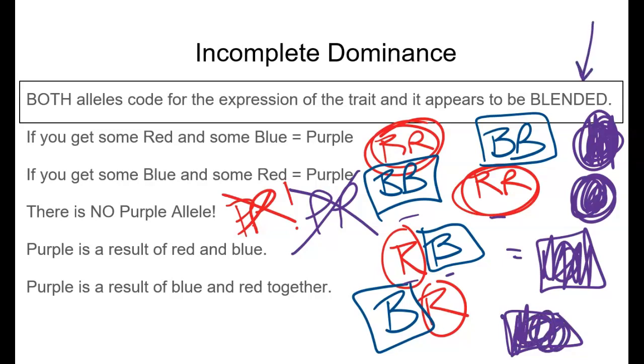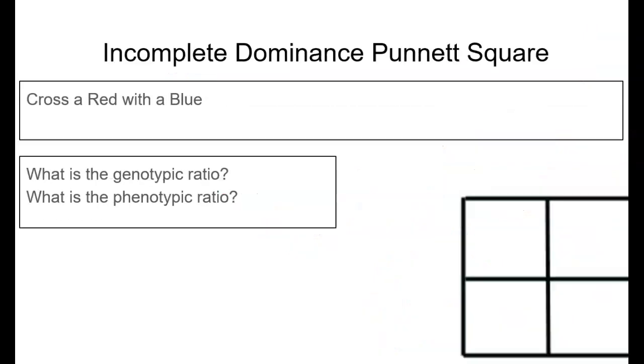It appears blended because neither gene, neither allele, neither chromosome has complete dominance over the other. For an incomplete dominance Punnett square, the instructions say to cross a red with a blue. To be red, you must be homozygous. To be blue, you must also be homozygous.